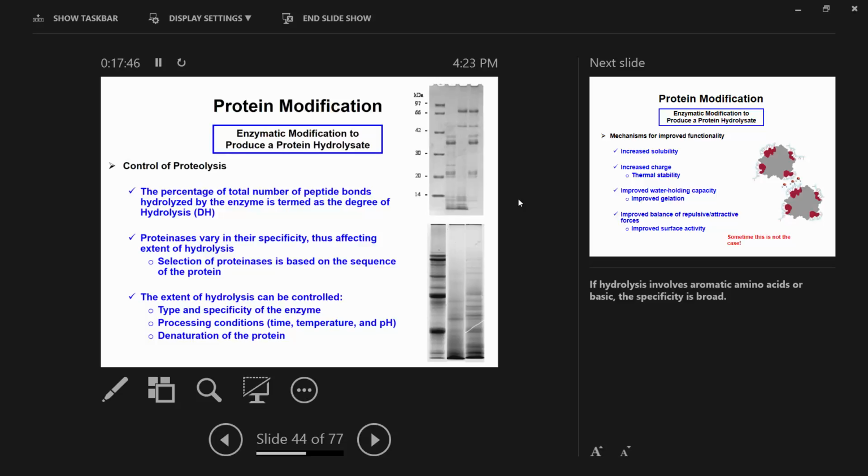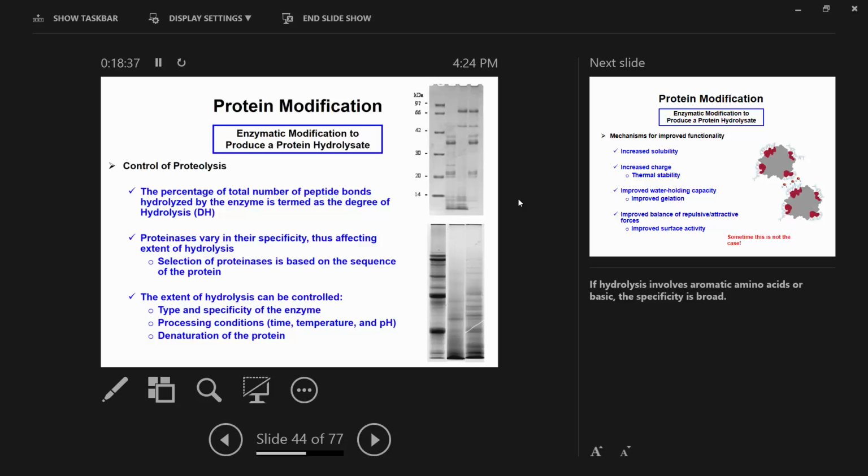It's very important to control the proteolysis or the degree of hydrolysis. And as I said, the degree of hydrolysis is the percentage of the total number of peptide bonds hydrolyzed by the enzyme. We know that proteinases or proteases, the enzymes that break proteins, vary in their specificity. That means which bonds or which protein subunits they're going to hydrolyze and which peptides will be released. Accordingly, proteases are chosen based on their specificity. And then we control the extent of hydrolysis by choosing the type of enzyme, choosing the hydrolysis conditions, time, temperature, and pH, and the denaturation of the protein.